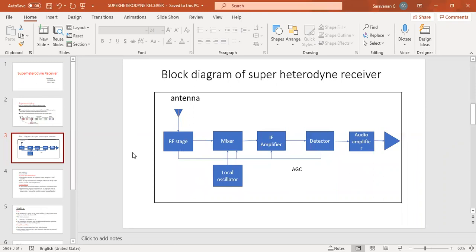The first thing is an antenna. The receiving antenna receives the AM signal transmitted in the form of electromagnetic wave. When received, it induces a small voltage in the receiving antenna. So the antenna usually accepts the electromagnetic waves of different frequency and converts them into electrical wave. This electrical wave is accepted by the RF stage.